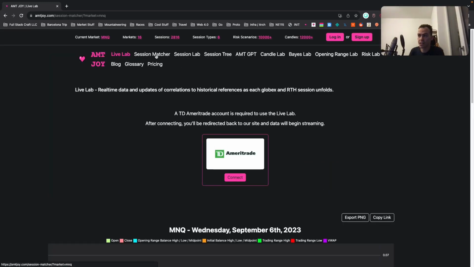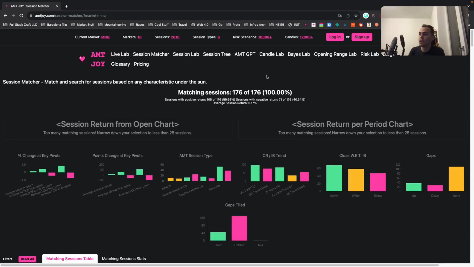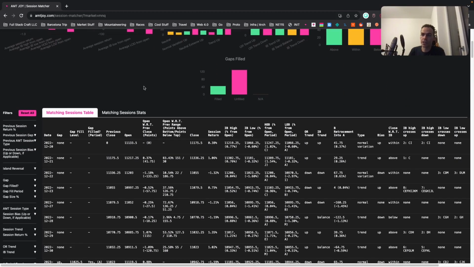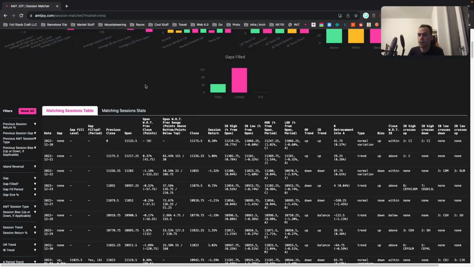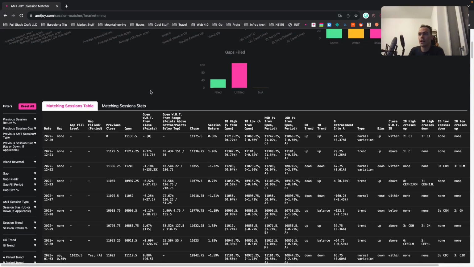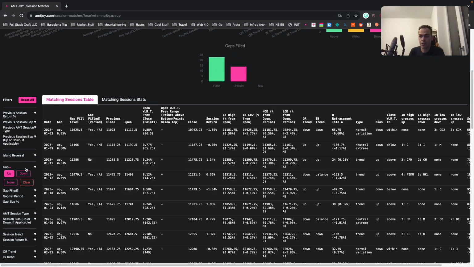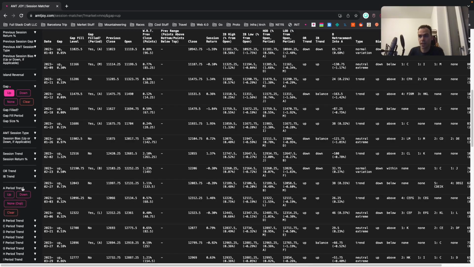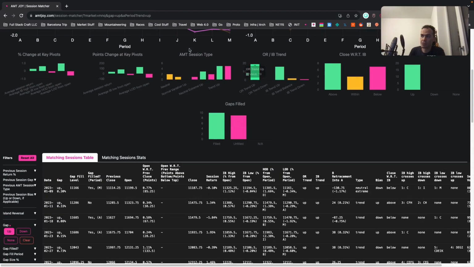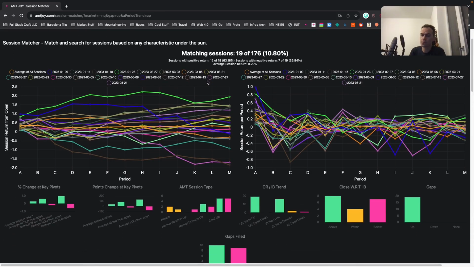So the second tool is our Session Matcher, and this is the tool that I like using the most so far. As a session develops, or also just for research in general, but I like using it as a session develops. For example, before the session even opens, you can say, is there a gap up or down? Let's say there's a gap up. And then let's say the A period trend is up, and it starts matching sessions historically.